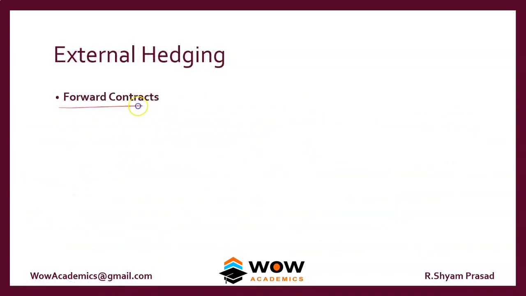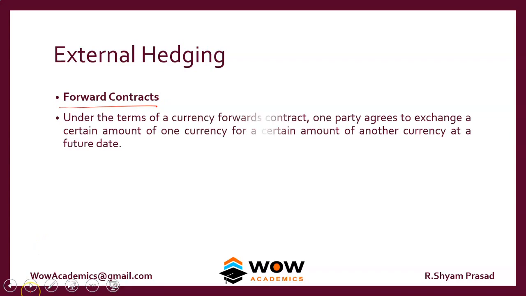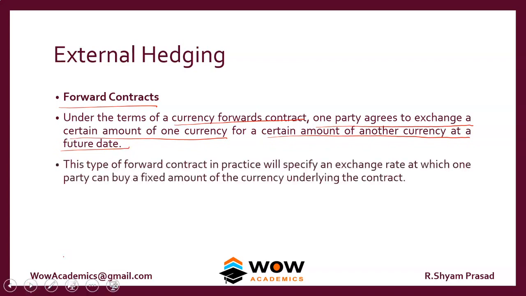So the next one is called forward contracts. Under the terms of a currency forward contract, one party agrees to exchange a certain amount of one currency for a certain amount of another currency at a future date. This type of forward contract in practice will specify an exchange rate at which one party can buy a fixed amount of currency underlying the contract.